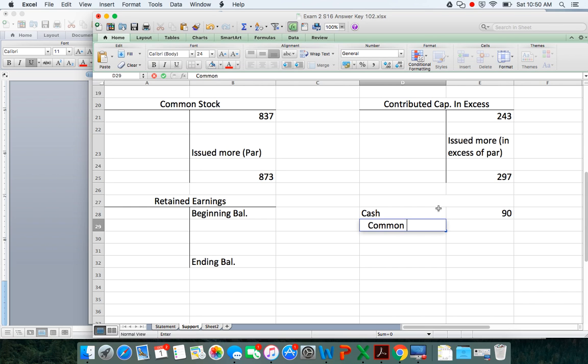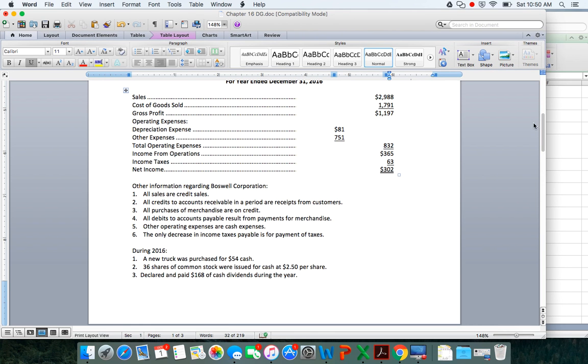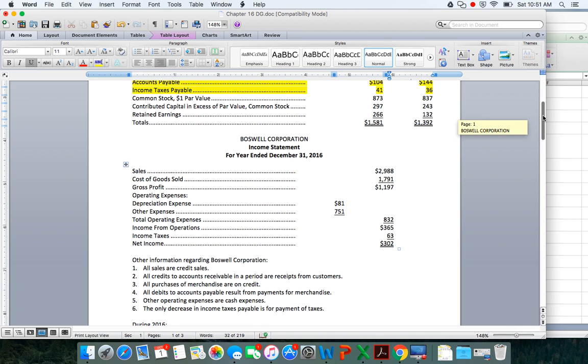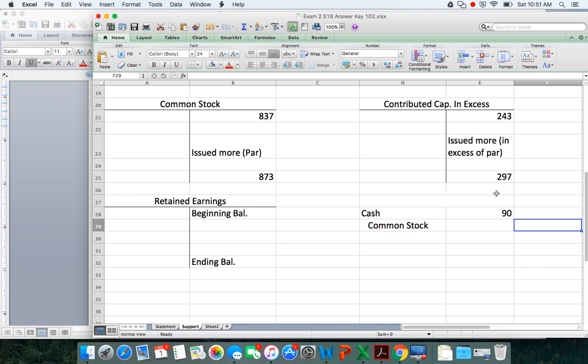All right, I know common stock would have to be credited. My credit to common stock, if I look back here at the balance sheet, it tells me that common stock had a $1 par value. So I know I issued 36 shares. I know the par value is $1, so 36 times 1 tells me credit common stock would have to be for 36, which means that paid in capital or contributed capital in excess.